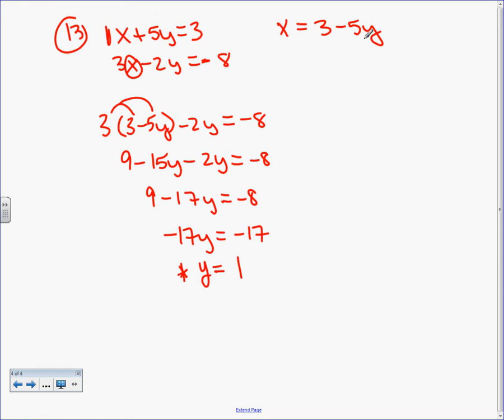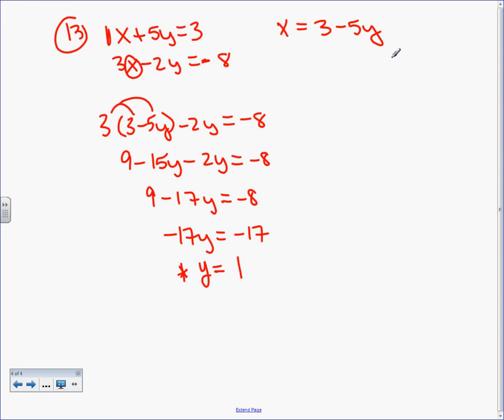Technically, you could plug it in anywhere. Like you could plug it into the one that we messed with, but I wouldn't because what if you did something wrong? Then you're like super wrong. Do you see what I'm saying? So I always pick the original problem. You don't have to. That's not a rule. It's just what I do. Okay? So what do you guys think looks easier, the top one or the bottom one?